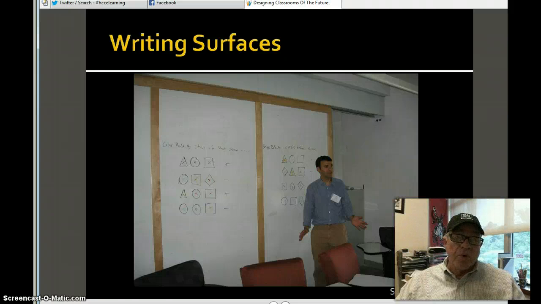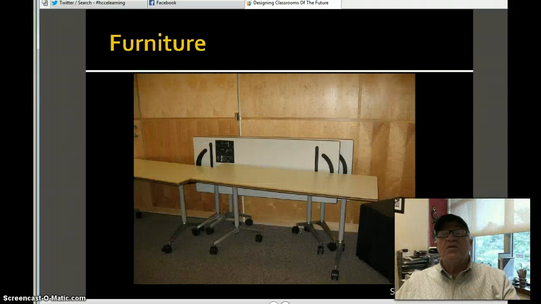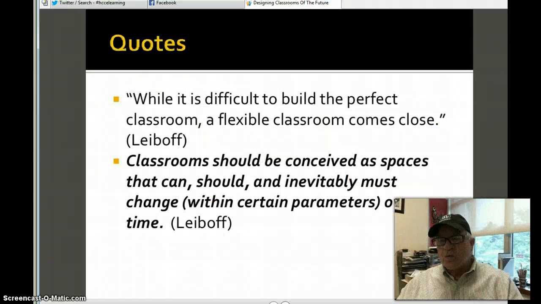You can pick up boards at most places, like Home Depot and Lowe's and such, that are 8 foot, just like a piece of plywood, 8 by 4, and you can mount those to the wall. Gives you a large writing surface. Stackable chairs are always good, something that can be moved around. Tables that fold up, that fold down, small enough to move around. That's another way of looking at it.